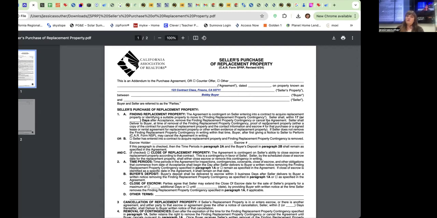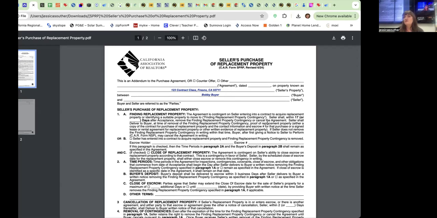Okay, so at the top, this is an addendum to the purchase agreement. That's the standard. Or you would check the box if it's with the counter offer. So if they did not put it in the offer when they wrote the offer for you, or if you're on the buyer side and you see that the listing needs to have this document in place, you're going to attach it to your offer. Okay? Again, you put the date, the address, the buyer name, and the seller name. Buyer and seller are referred to as the parties. Seller purchase of replacement property.